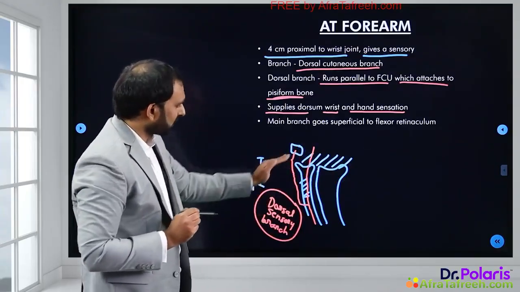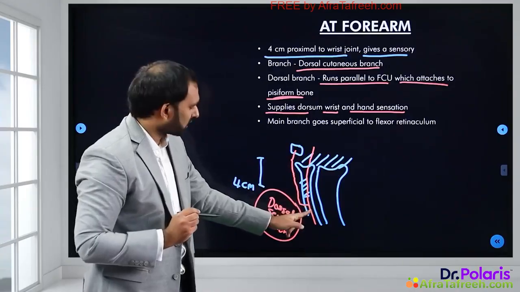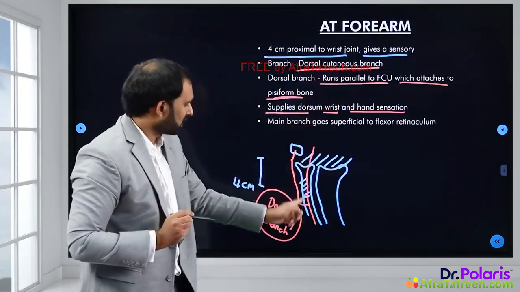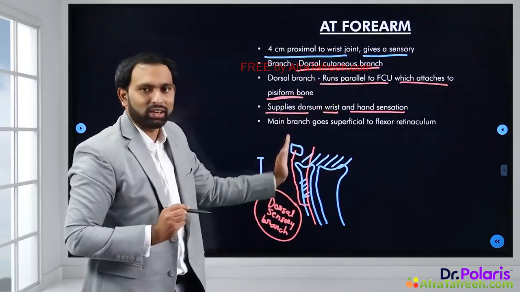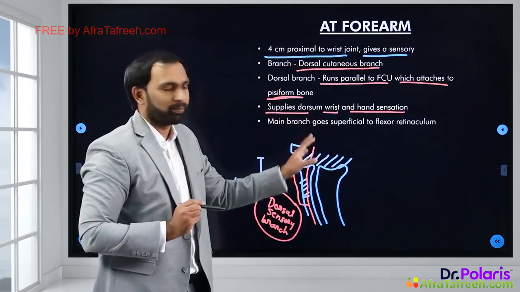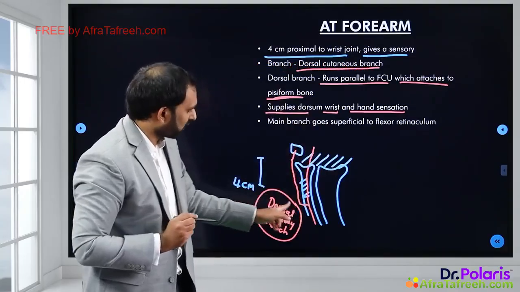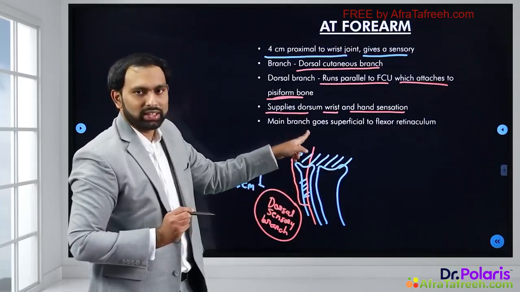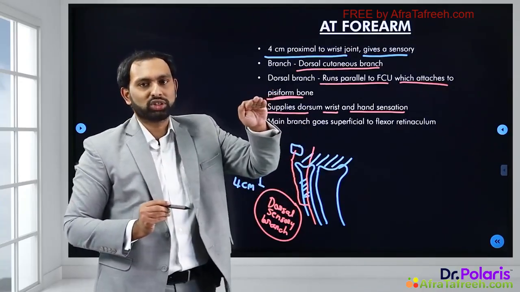So 4 centimeters distal to the wrist joint, there is a branch given, and that branch is the dorsal cutaneous branch. This dorsal cutaneous branch goes parallel to the flexor carpi ulnaris and attaches at the pisiform bone. Now the main branch, after giving out the dorsal sensory branch, goes along the wrist joint, and here it goes superficial to the flexor retinaculum.